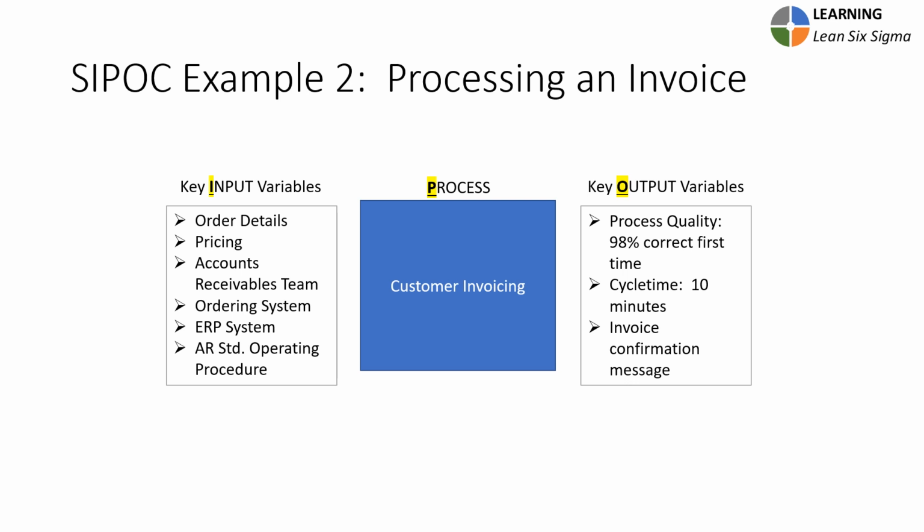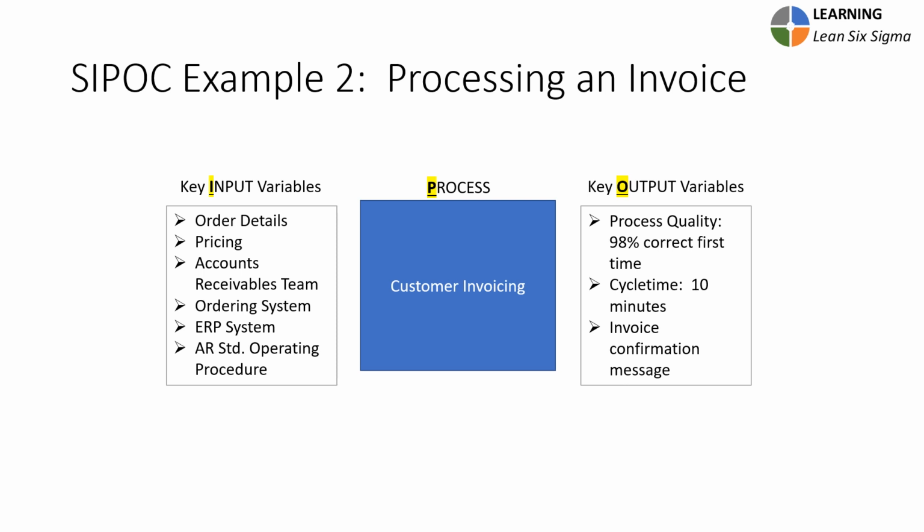And then the output variables might be a quality metric. Maybe the expectation is that 98% are done correctly the first time without any extra rework and those kind of things. So if that's the process quality goal, then the current state might be 90%, because I'm actually mapping the current state as it is. And so quality might be one of the reasons why I'm looking at this process in the first place.